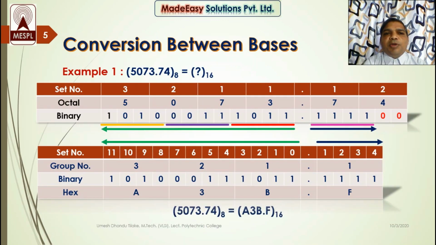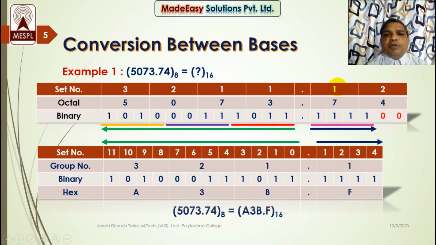So this is your example 1. Here the given number is in the octal number system because the base 8 is given here, and we have to convert this given octal number into a hexadecimal number. As we have discussed earlier, convert the given octal number into binary first and then convert the resultant binary number into hexadecimal.